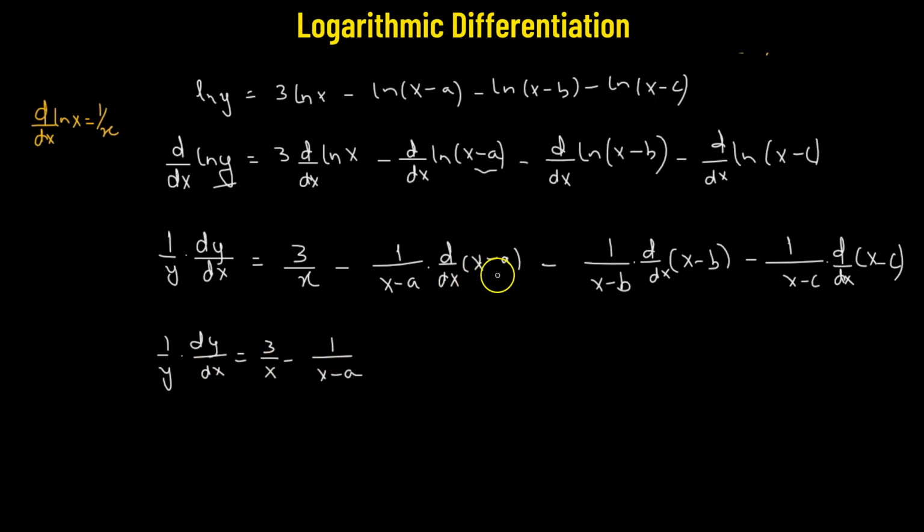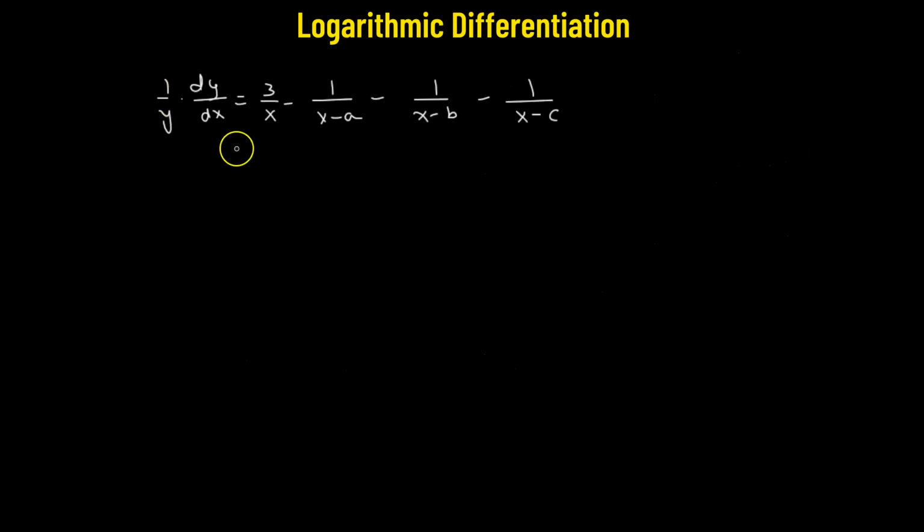So the derivative of x minus a simply equals 1, because the derivative of x with respect to x is 1, and the derivative of a, being a constant, is 0. For the third term, we have 1 over x minus b, minus, for the final term, 1 over x minus c. Now, we will do a little bit of manipulation here.